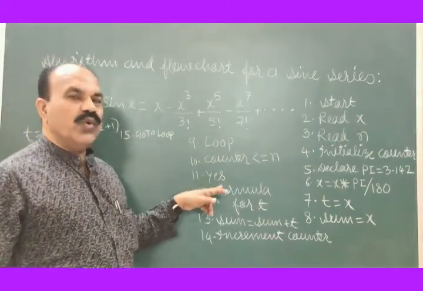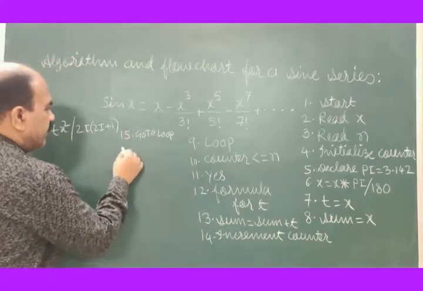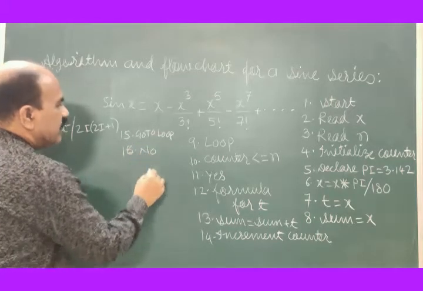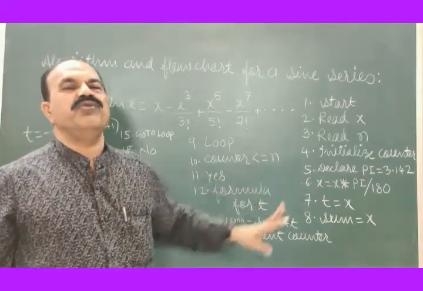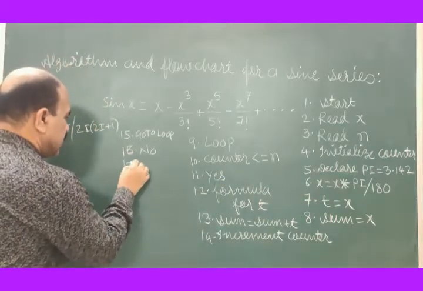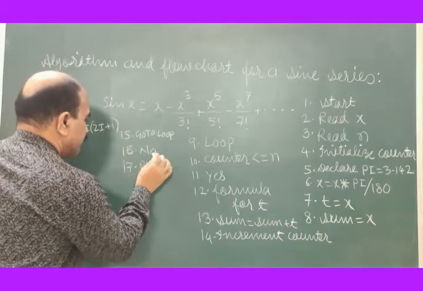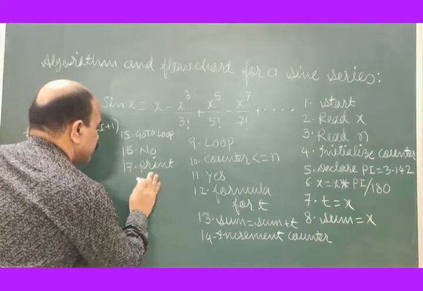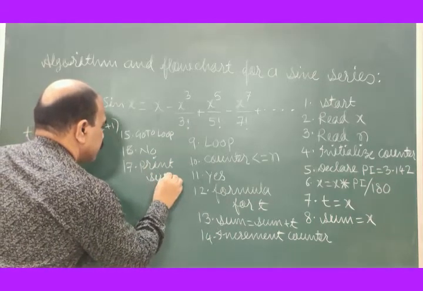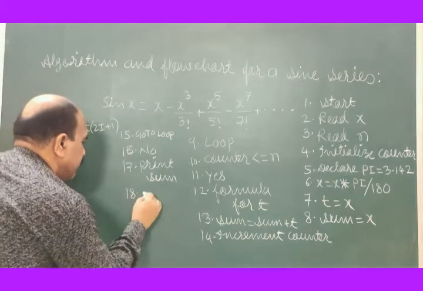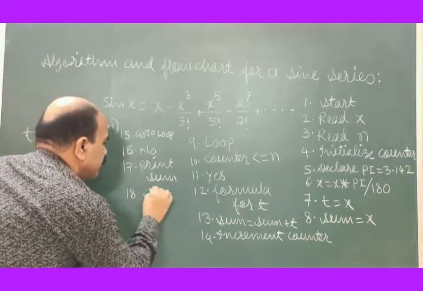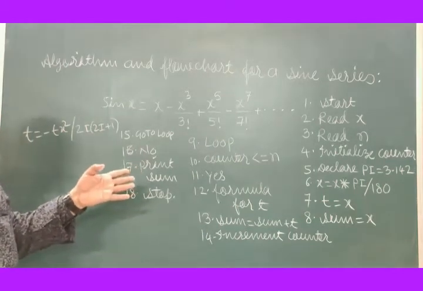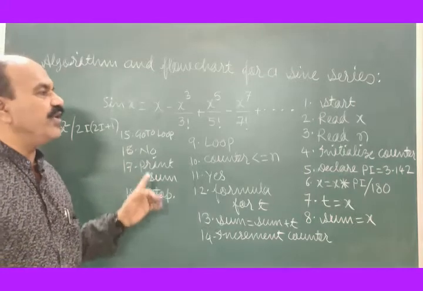When the answer is no, counter is not less than equal to n, print sum and stop. This is the algorithm for sine series.